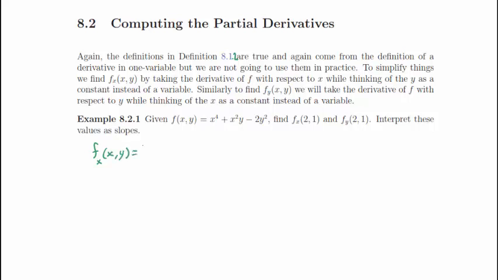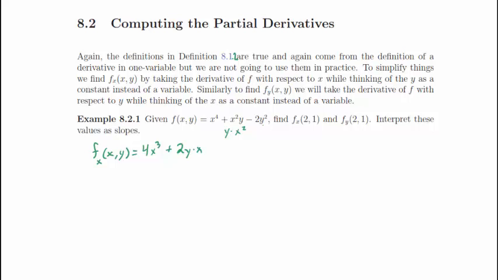The derivative of x to the fourth is 4x cubed. Here the derivative of x squared is 2x, and I do not have to use product rule because y I think of as a constant. I think of this as a constant y times x squared. So I bring the 2 down, I get 2y times x.